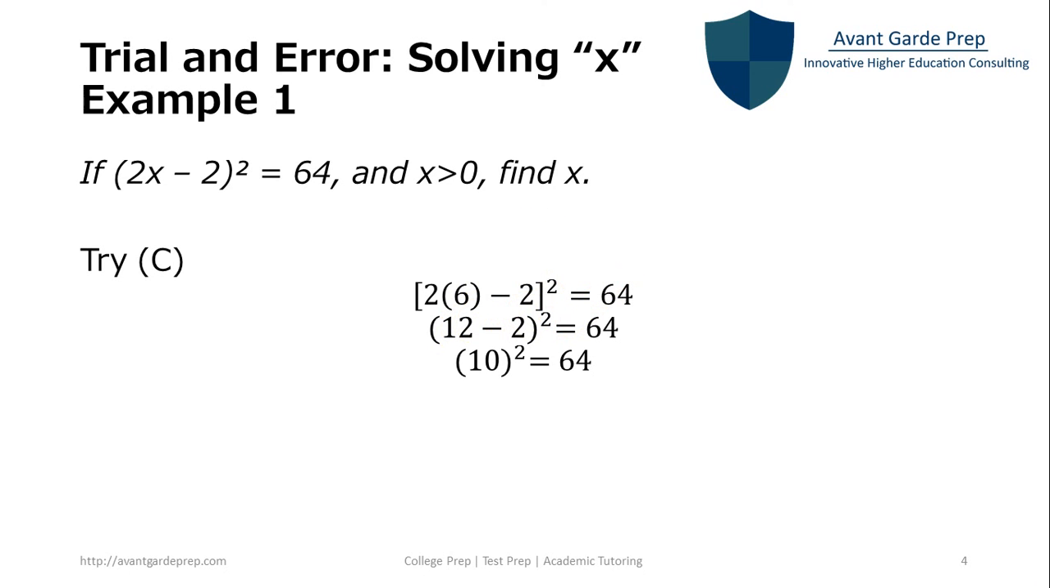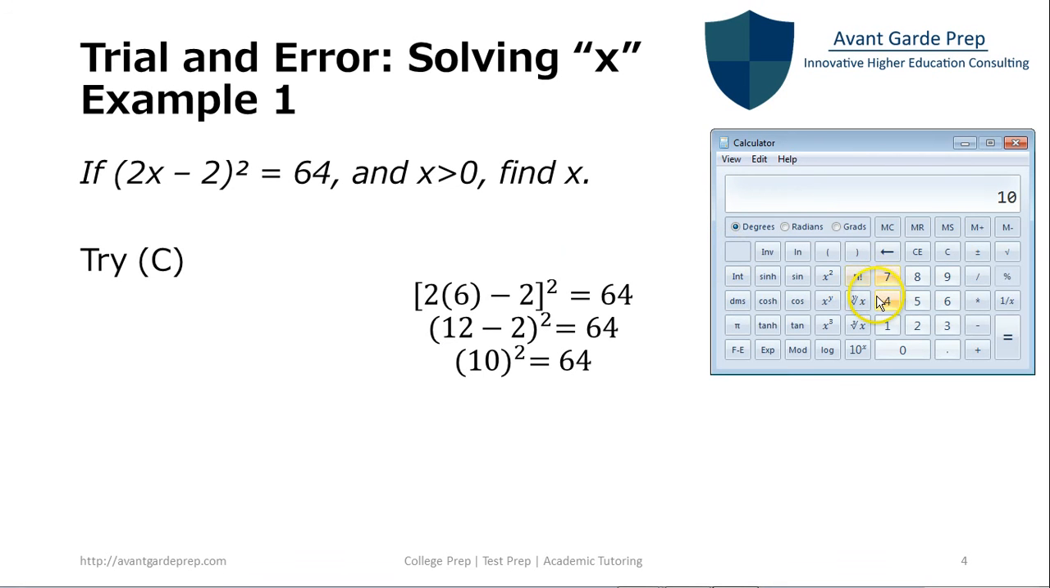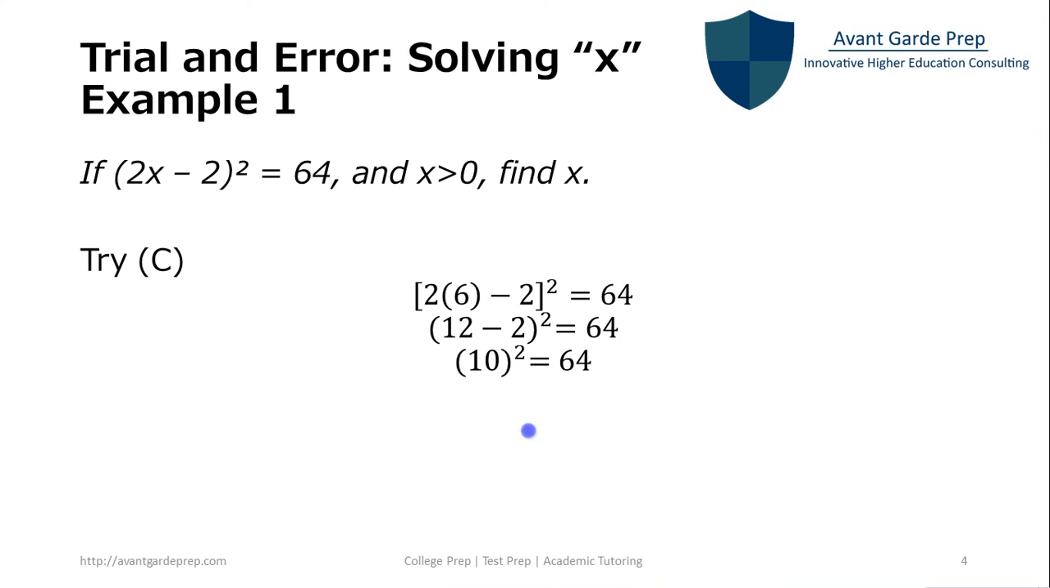10 squared equals 64. Now, you and me both know 10 squared is not 64, but we'll go ahead and use our calculator and get the answer. And 100 definitely is not equal to 64. Since when we plugged in answer C, our result was higher than 64, we know that we need to lower our input. And we'll do that by choosing answer choice B.